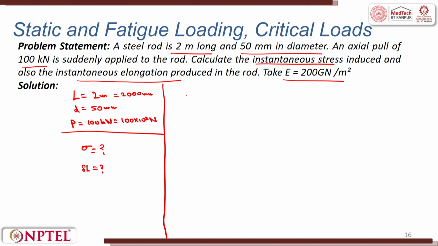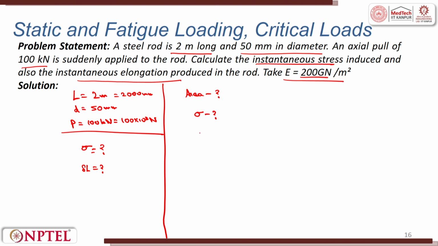Then how would you proceed on it? Obviously, the way you did it in the previous numerical, we will first find the area. Then, using load per unit area and the given value of the Young's modulus, you will find the value of sigma. From the value of sigma, once you have known, this is again load per unit area.